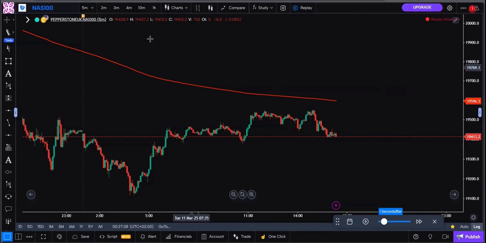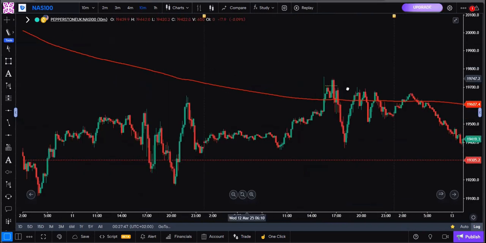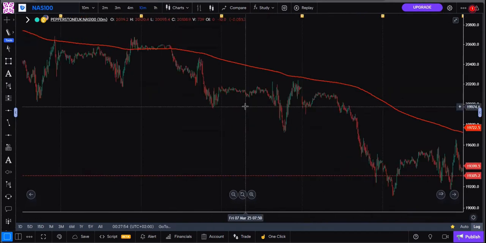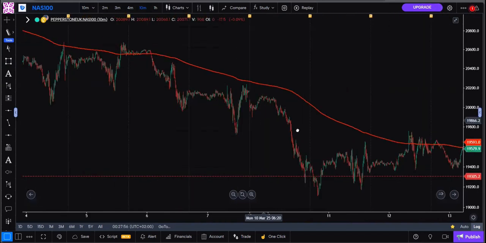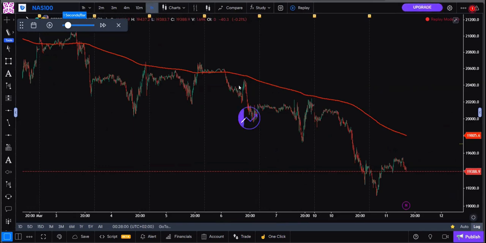Okay guys, so first of all, if we go to a higher time frame, we're going to do a little review of how it's been this week so far in Nasdaq. And you're going to be able to apply these concepts no matter what you are trading. So if we zoom out, in this chart, it doesn't matter the time frame. You can go to the 1 hour, to a 10-minute chart.